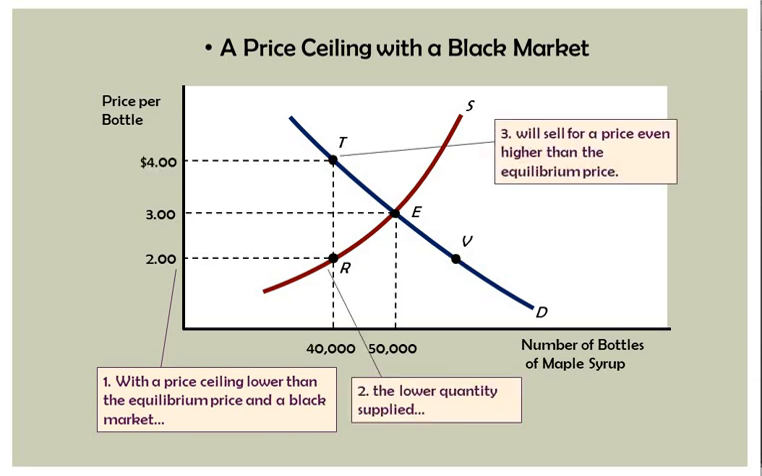Alright, so about the graph for the price ceiling with the black market, as you can see, with the price ceiling lower than the equilibrium price and the black market. Mapapansin po natin, pag bumaba po ang presyo, obviously, the quantity supplied will become low and will sell for a price even higher than the equilibrium price. So, dito naman pumapasok ang black market. Ibig sabihin, nagiging hindi naman masama. It just so happens na nagiging illegal siya because these businesses are not following the rules by the government.